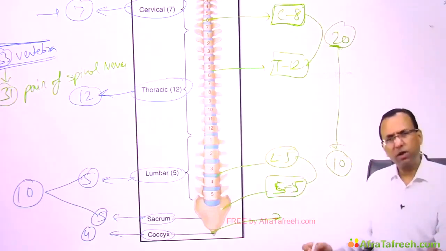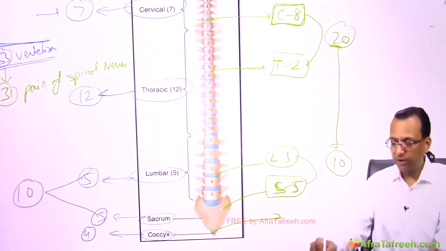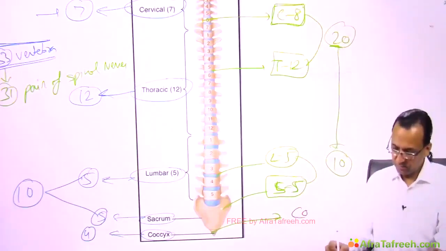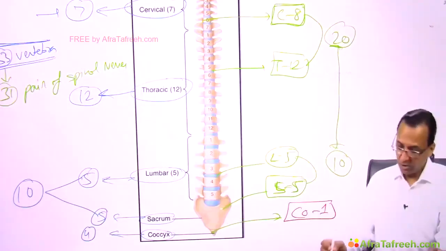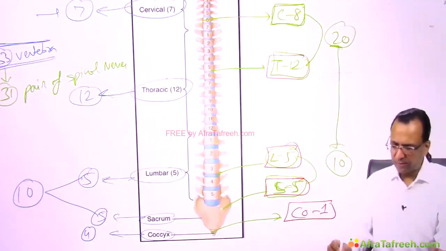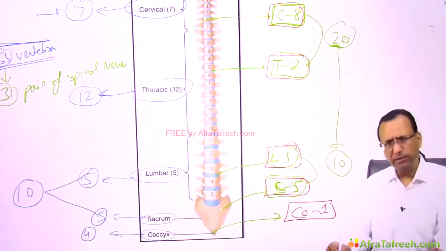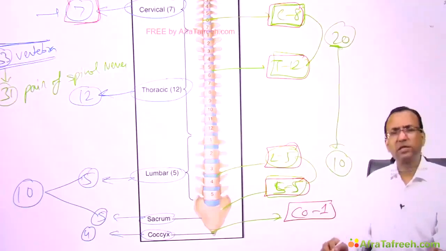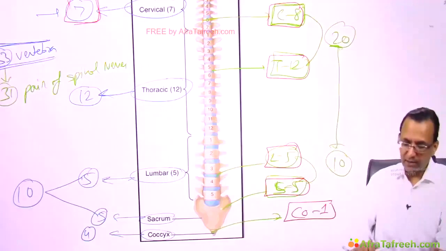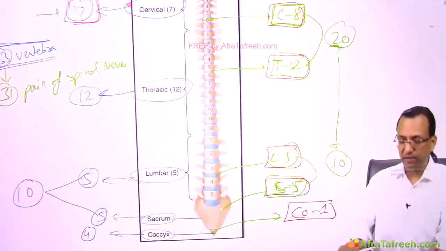So coccygeal 1 only. Generally 1. Only 1 nerve here, coccygeal 1. That's all. So coccygeal 1, lumbar 5, sacral 5, thoracic 12, cervical 8. But vertebra 7. Then there will be some disproportionate things. Yes, that is what we have to discuss, because vertebra are 7 and nerves are 8.